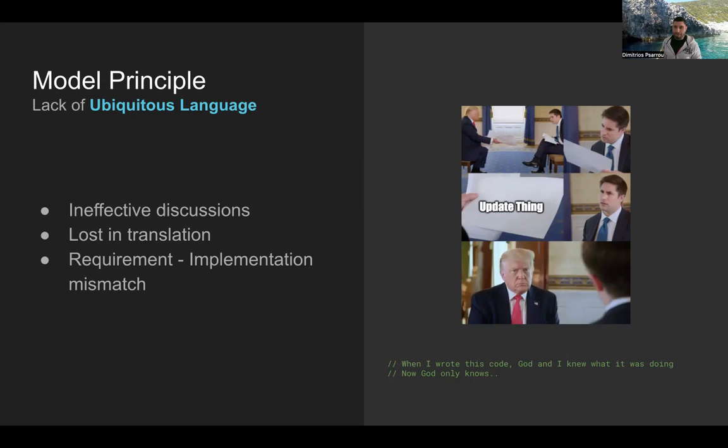Here is also the right place to mention the old great comment left by an unknown engineer. When I wrote this code, God and I knew what I was doing. Now God only knows.